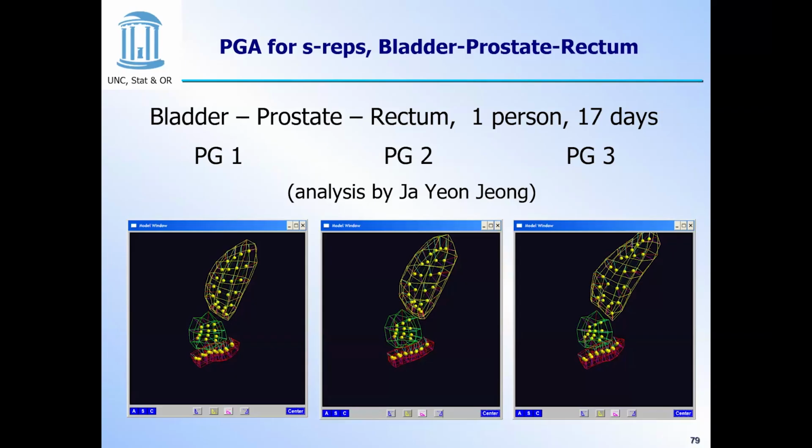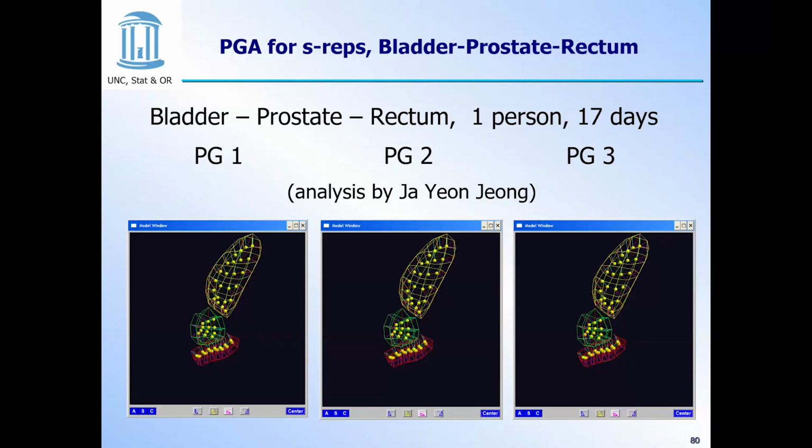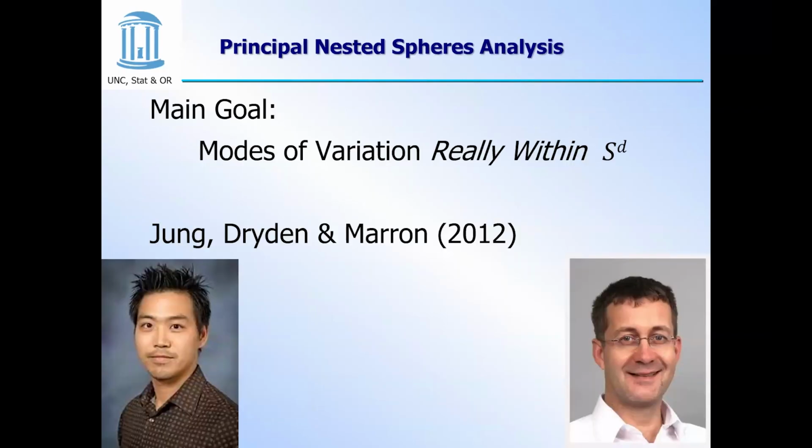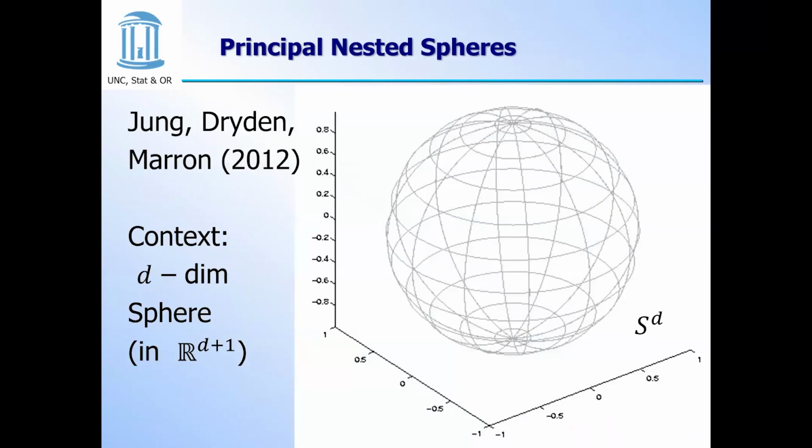Okay, so in fact, I was using a geodesic analysis when I showed you this example previously. And then, as people have been talking about, another method for doing this kind of stuff is principal nested spheres analysis. This is an intrinsic analysis. I agree with the previous talk. That's an important way to look at things.